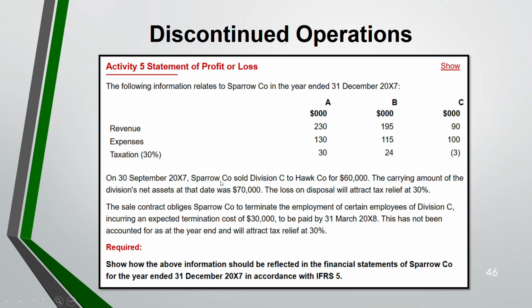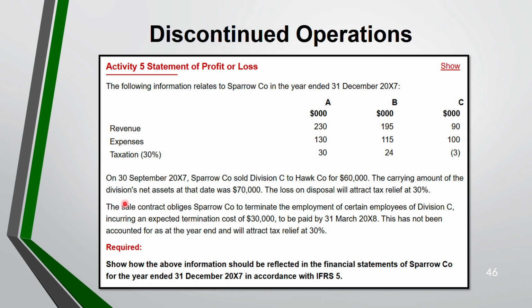Now, moving on to activity 5. In activity 5, this is the information. You have revenue, expense and taxation for ABC. And Sparrow is selling division C to Hong for 60,000. The carrying amount of the net asset was 70,000. Loss on disposal will attract tax relief at 30%.